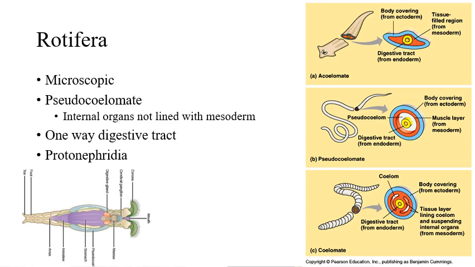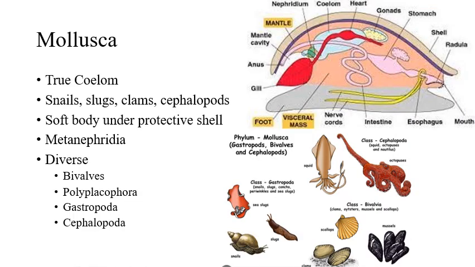Next, we're going to talk about mollusks, because mollusks are super cool, right? Mollusks are one of the first ones that have... it's a really big group. Okay, it's a really successful group. It's a really complicated group. They're one of the first organisms that have a true coelom.